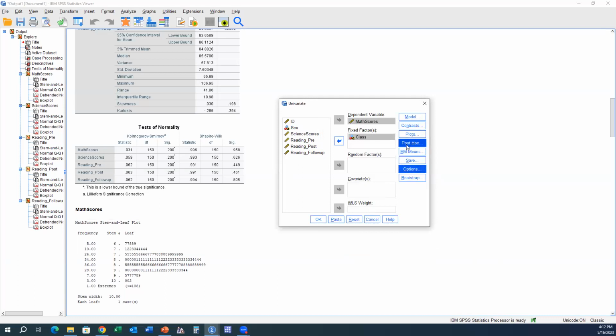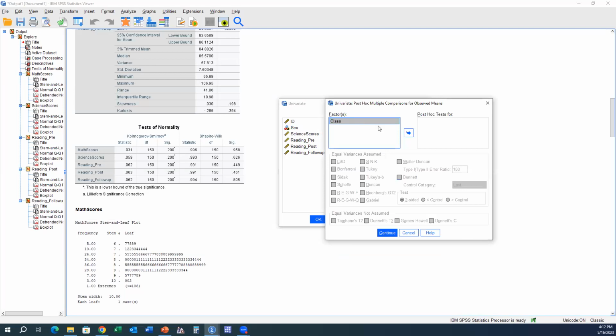Then let's go to Post Hoc right here, and let's move class over to this right box. This is something you'll have to verify with your committee as well. Everyone has a preference. You have to choose a particular post hoc test. I tend to go with a Tukey comparison.